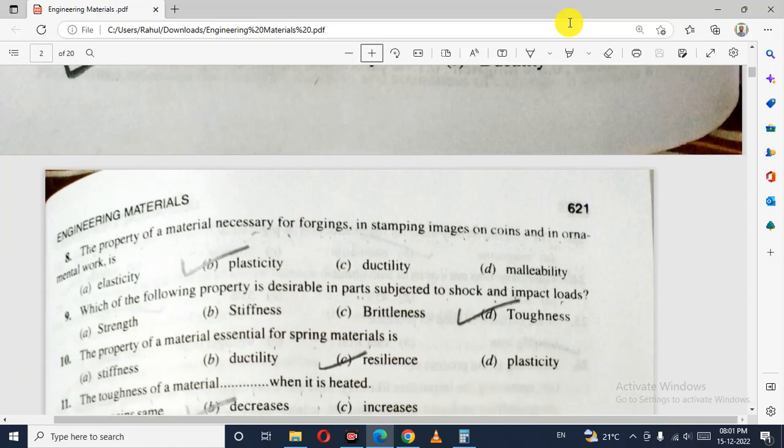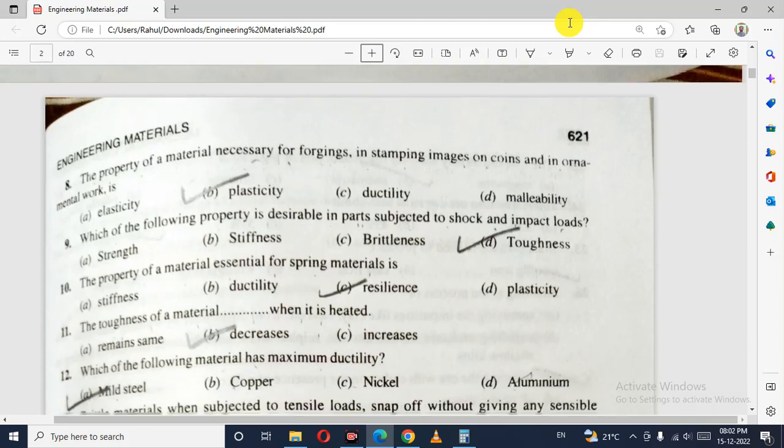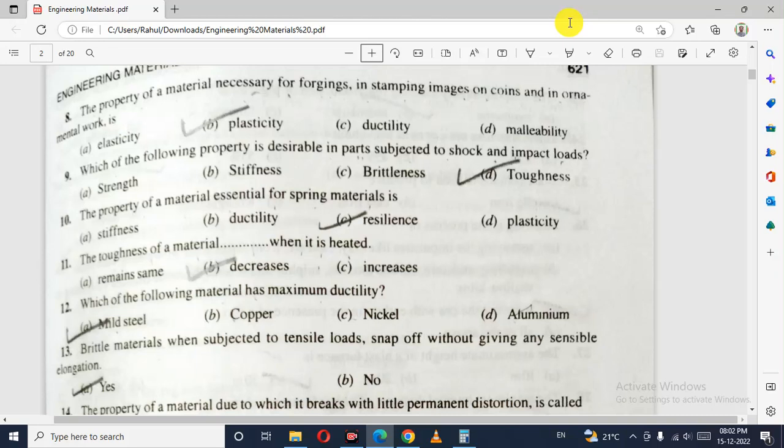The property of a material necessary for forging, for stamping images on coins, and in ornamental work is plasticity. Which of the following properties is desirable in a part subject to shock or impact? Toughness. The property of a material essential for spring material is resilience. The toughness of a material decreases when it is heated.